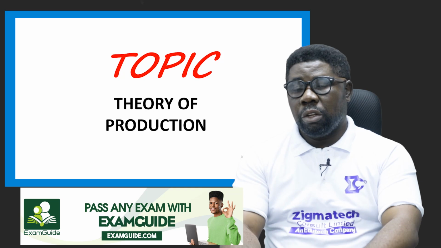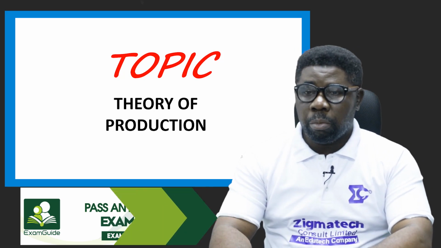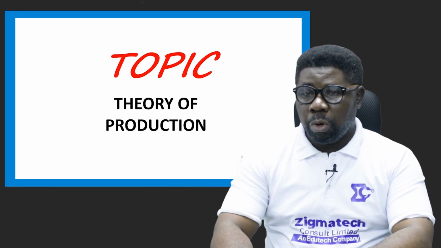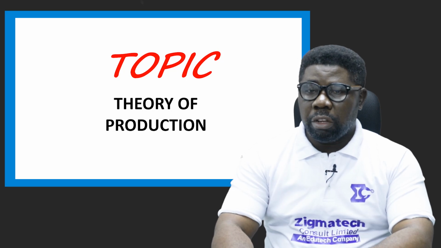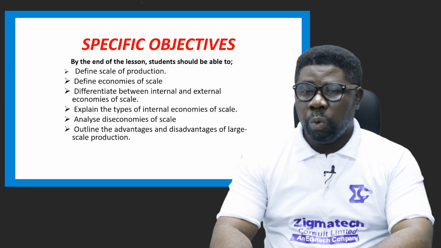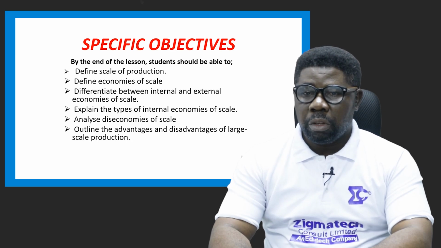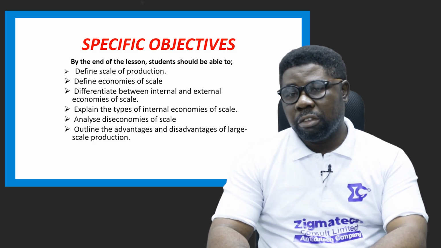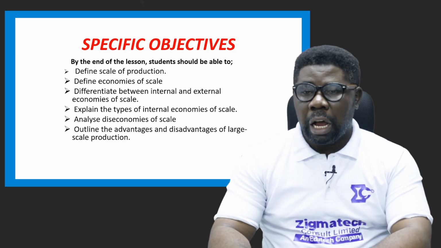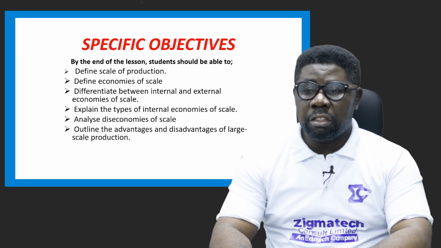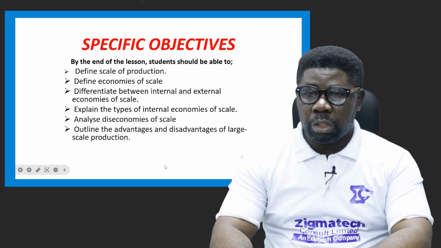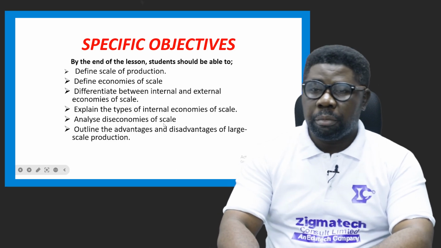Today we are continuing our lessons on production, Theory of Production 2. So let's see what we have to do here. We define scale of production, we define economies of scale, we differentiate between internal and external economies of scale, explain the types of internal economies of scale, analyze these economies of scale, and outline the advantages and disadvantages of large-scale production. All right, let's go.